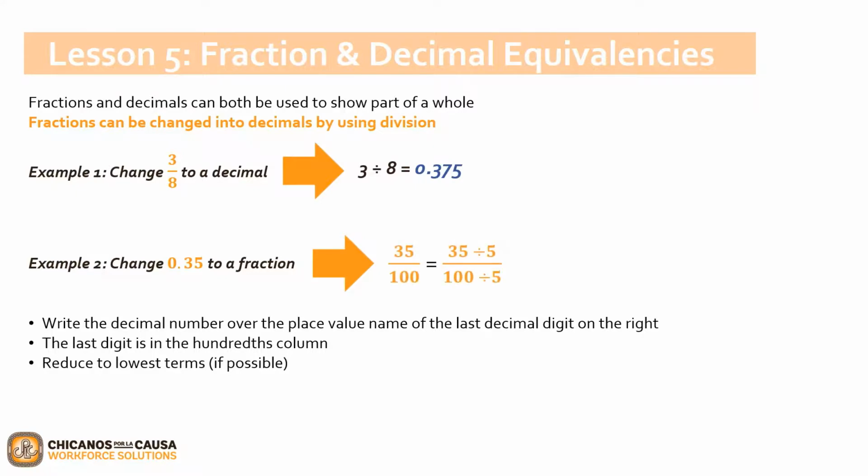So, placing this over the last place the decimal is, or the hundredths, gives us 35 over 100. Both 35 and 100 are easily reduced by dividing both numbers by 5. So if we take 35 divided by 5 and 100 divided by 5, that gives us a final answer of 7 over 20.